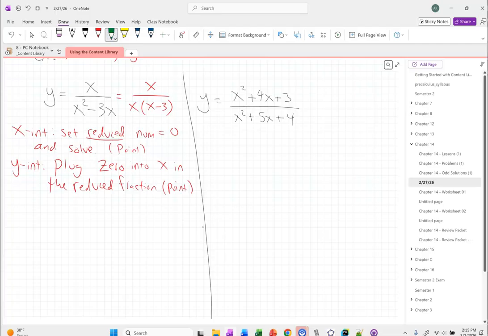Now, let's look for reducing. Is there any reducing I can do? I can reduce out the x. And remember, when I reduce these, they become 1s. So if I want the x-intercept now, I'm going to take the reduced numerator, which is just 1, and I'm going to set that equal to 0, right? Because 0 is going in for y. Does this have a solution? What does that tell me?